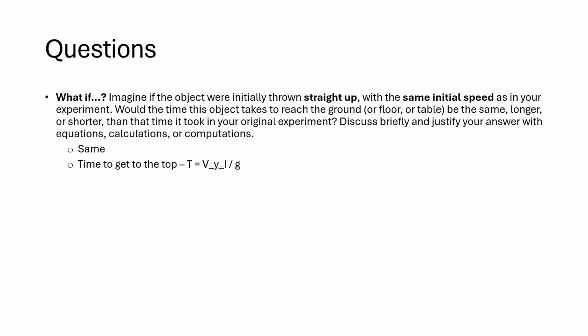In this scenario, the time it would take for the object to reach the ground would stay the same as it did in my original experiment. And this can be proven using the velocity update formula to find the time it will take for the object to reach the top of its trajectory.